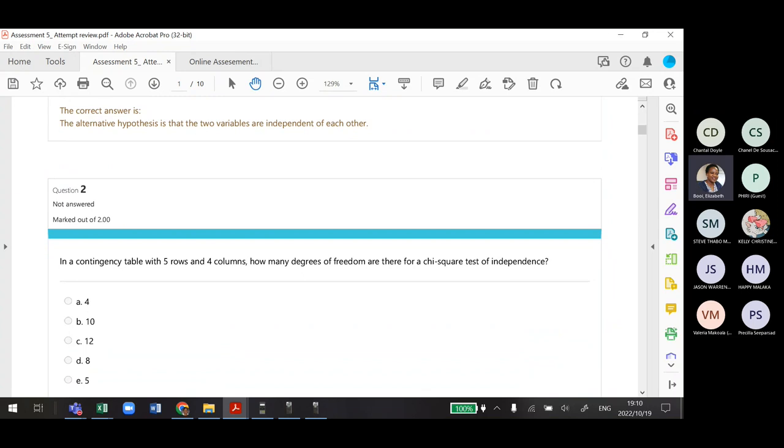In a contingency table with 5 rows and 4 columns, how many degrees of freedom are there for a chi-square test of independence? Remember, your degrees of freedom is your number of rows minus 1 times your number of columns minus 1. It's option C, 12. So rows, 5 minus 1, times columns, 4 minus 1. 5 minus 1 is 4, times 4 minus 1 is 3. And the answer is C.